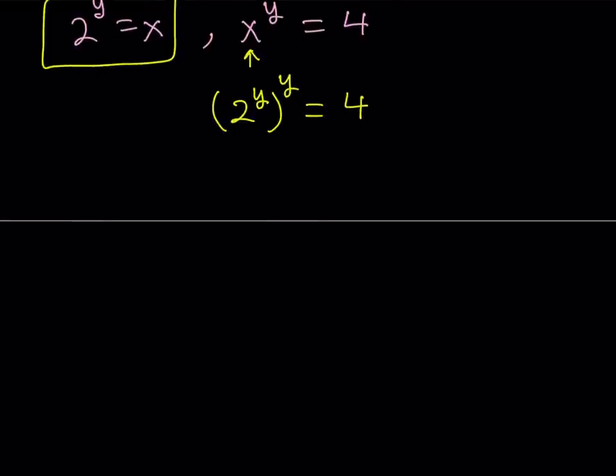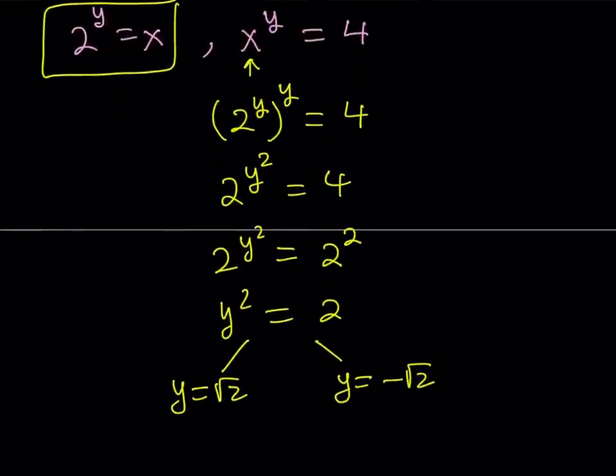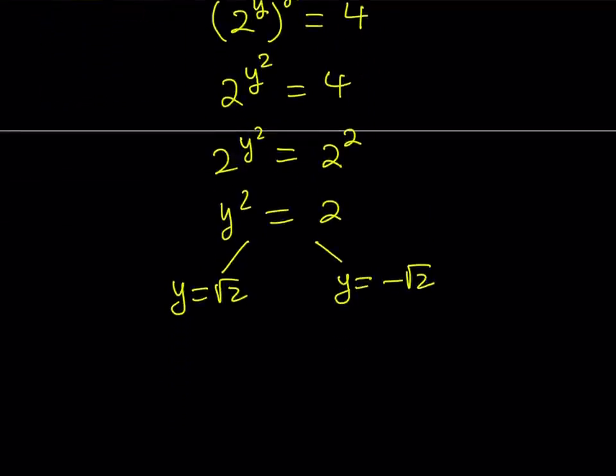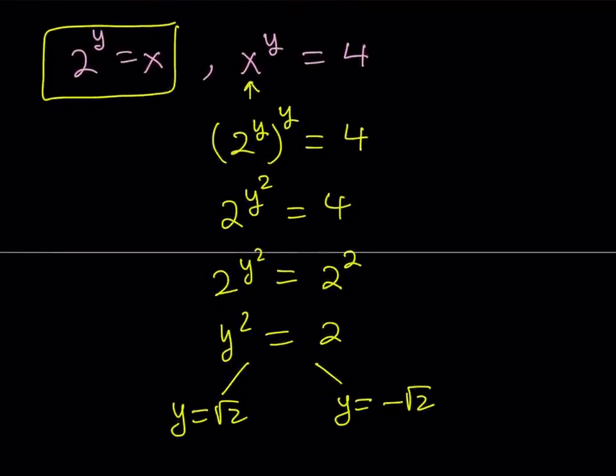So by using the power of a power rule, this becomes 2 to the power y squared equals 4. And then 4 can be written as 2 to the power 2. This means that if the bases are equal, exponents must be equal. So y squared equals 2 is going to give us the y values. And from here, we're getting y equals root 2 or y equals negative root 2. Now, if you go back and substitute this into our first equation, now what happens if you use the second one? Well, you could get away with that as well, but you kind of need to do a little more work on that. Maybe we can talk about it real quick.